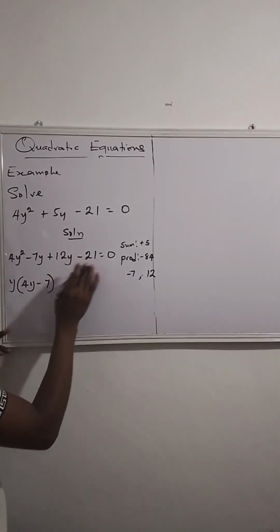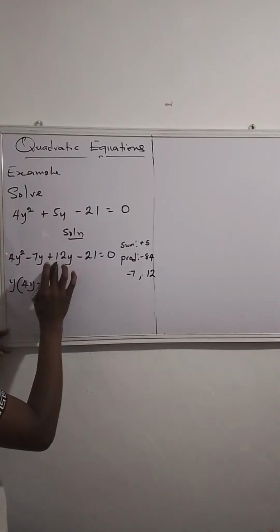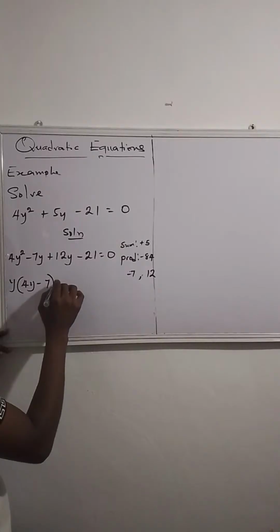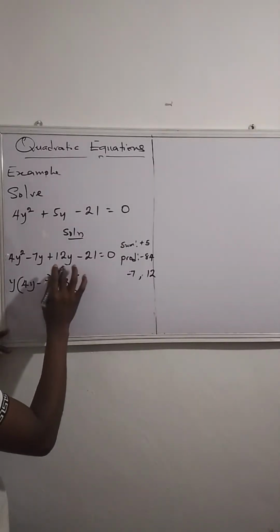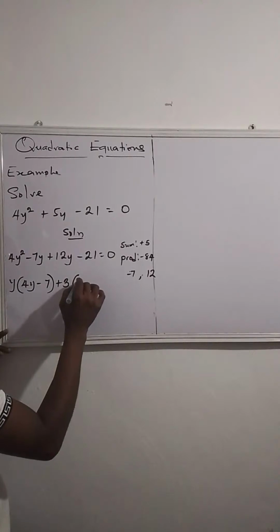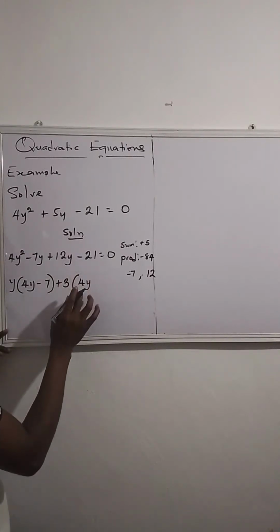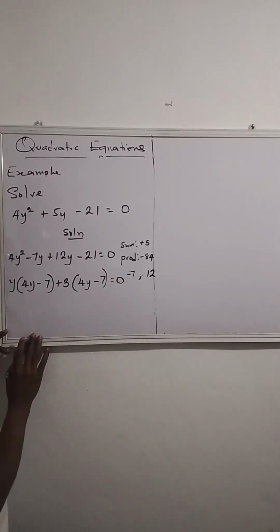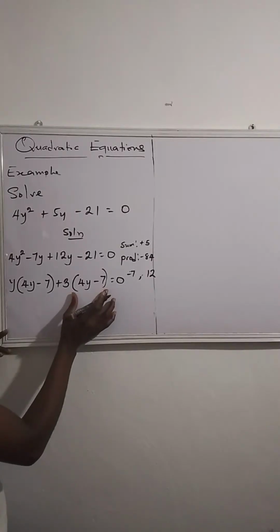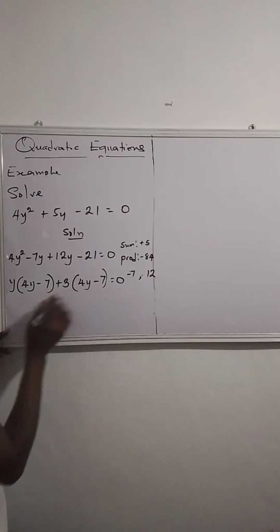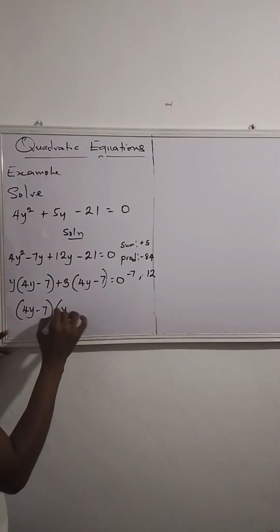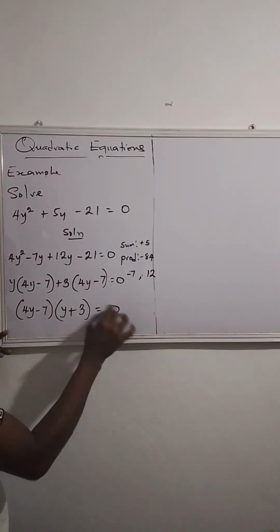Now look at this. What is common here? Now 3 can go in 12, 3 can also go in minus 21. So you bring out 3, and you have 4y. When you divide this by 3, you have 4y minus 7. All right. So now when you look at this, this is common. So just bring out this. You have 4y minus 7, and you are left with y and 3. So we have y plus 3 equals 0.